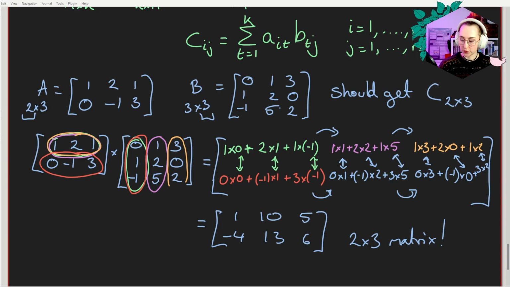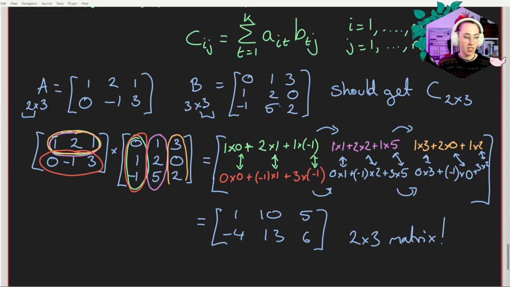And that works for any m by n times n by something else. So as long as the first matrix's number of columns matches the second matrix's number of rows, it's all good.